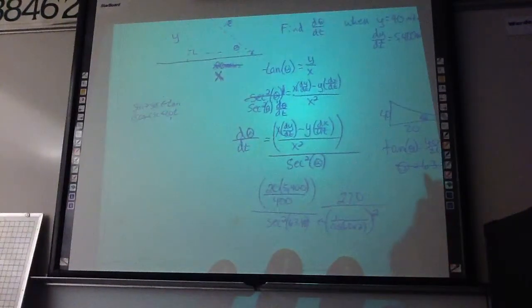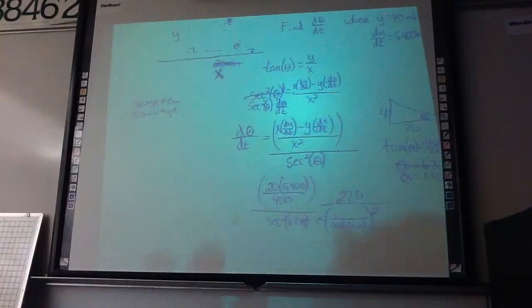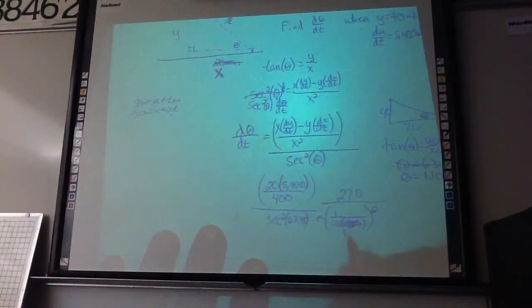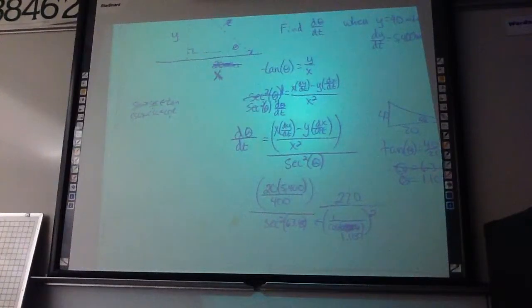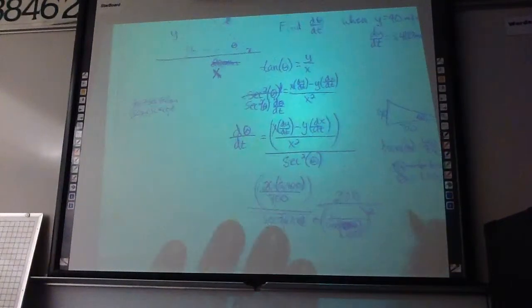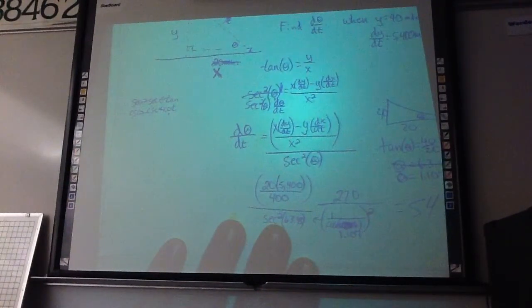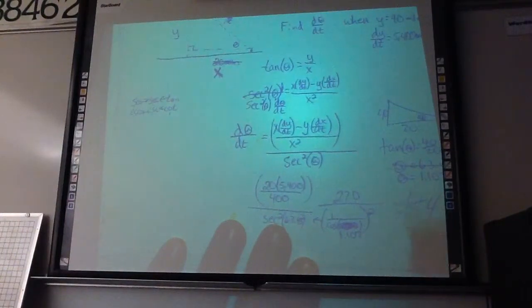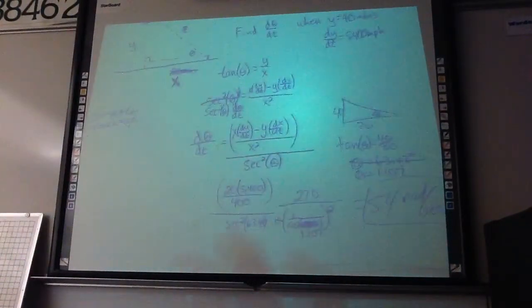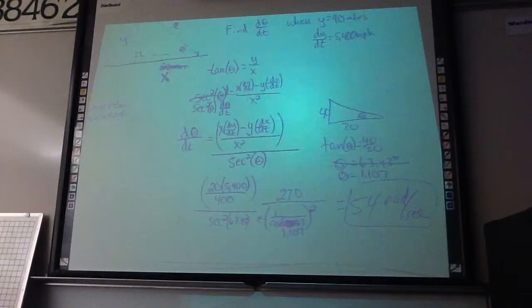1.1. You say it was 54, right? That's theta. We want to stay in radians, so this should be 1.107. There we go. 1 over the cosine of 1.107, that squared is that. 270 over that is 54 radians per second. Watch how fast the other way is. Yeah, we'll do the other way and you'll see that it's probably easier. 54. Wow.